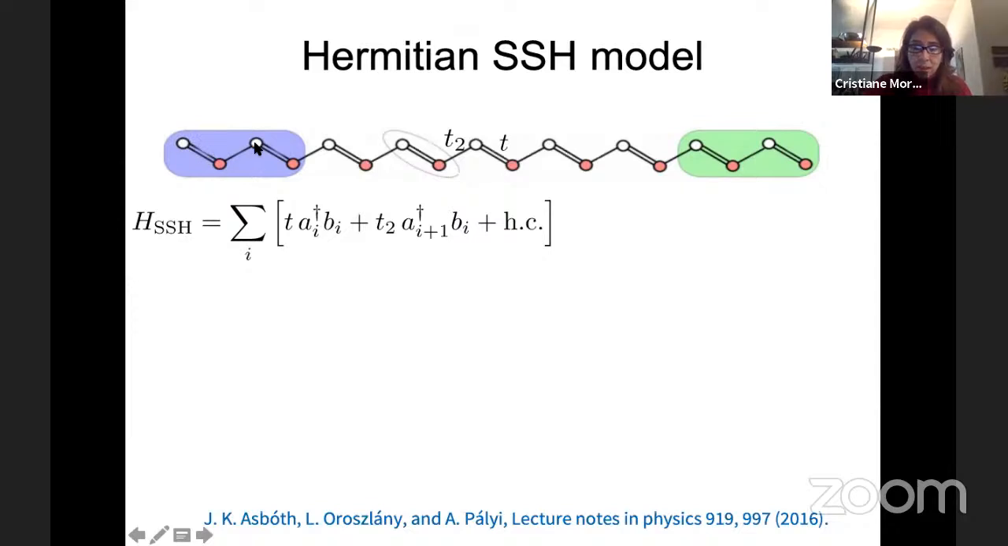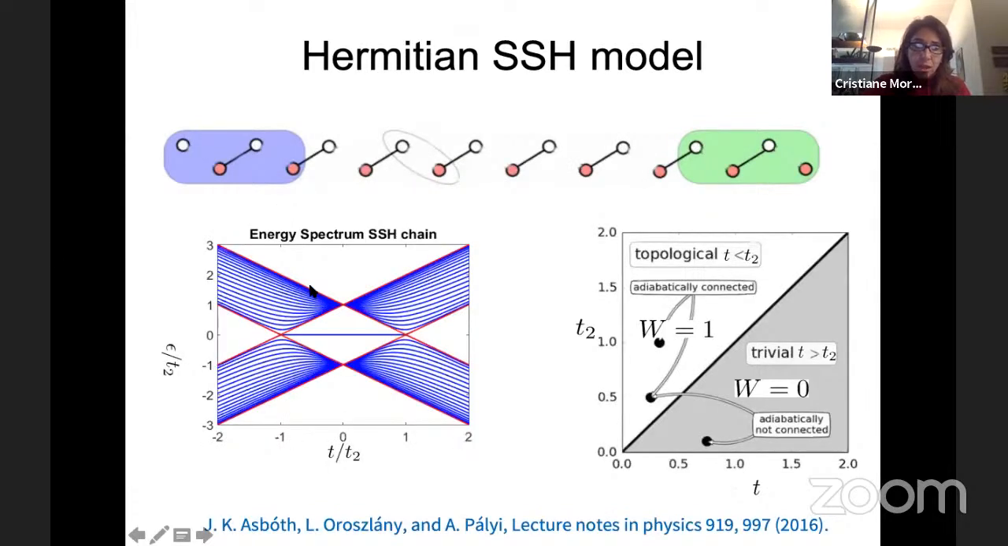Now I am going to look at the phase diagram, first at the energy spectrum versus T in units of T2. And I will see that for T smaller than T2, for modulus of T between -1 and 1, I have a 0 mode here at the boundaries, and for T over T2 larger than 1, I don't. So there is a transition from a topological to a trivial phase, right?